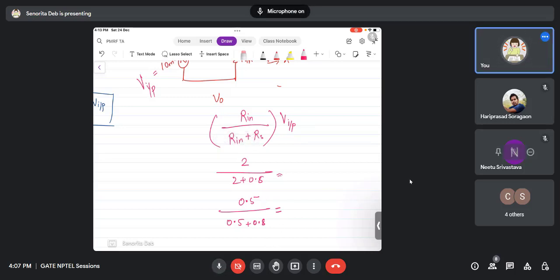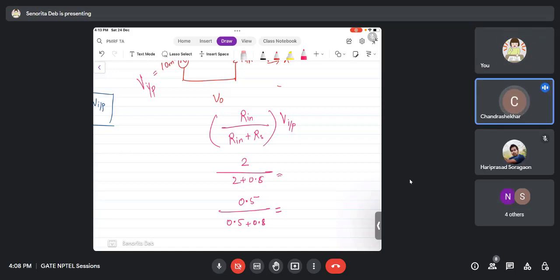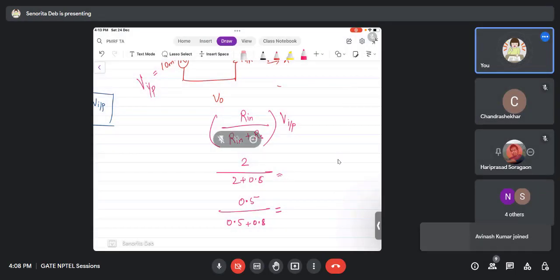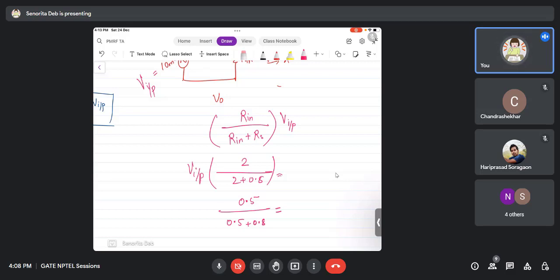Please tell me, Chandrasekhar, what are you getting? 2 by 2 plus 0.8? 9.09 millivolt. Okay, so just tell me this ratio. Don't multiply it with 10. Just tell me this ratio. I am multiplying this with V input. Okay. Don't put V input's value.